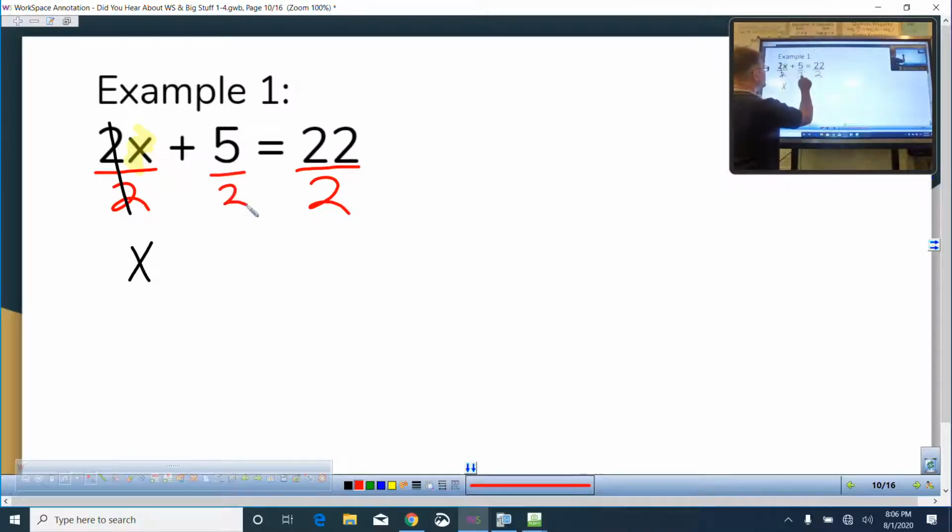So here's our, there's our 2. Oh, okay. So this turns into x. This turns into 5 over 2. Nice improper fraction, not a decimal. It doesn't start as a decimal, doesn't end as a decimal. Okay? And then over here, 22 divided by 2 is 11.